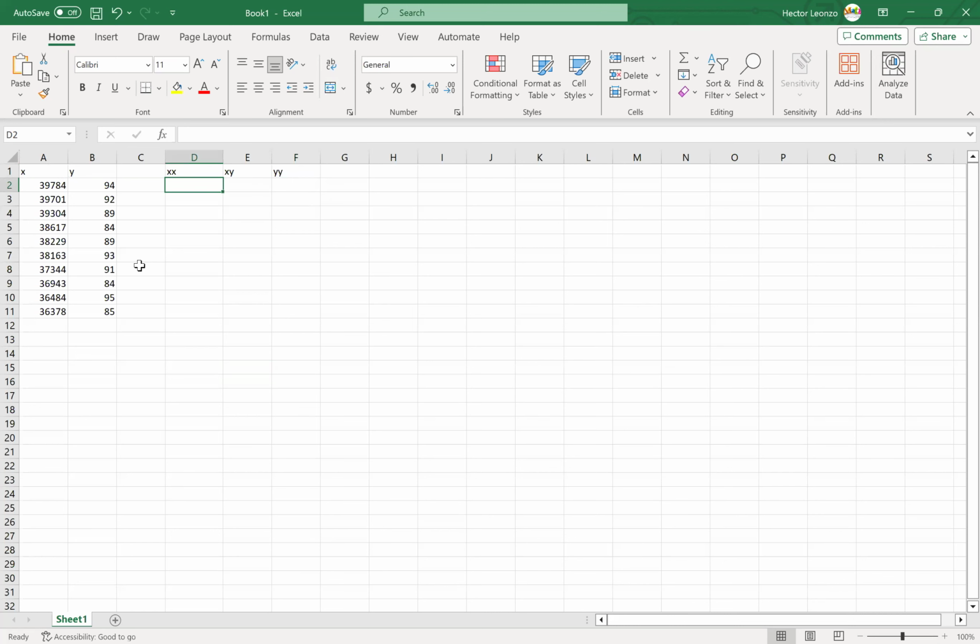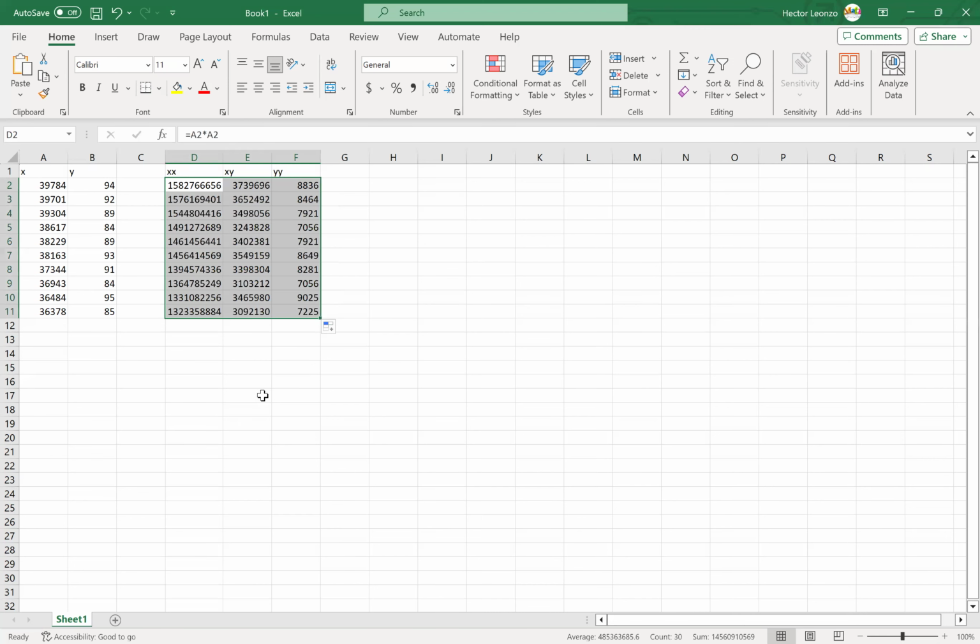So for my X times X, let me go equals X times, and then I click on the X again. It gives me a big number, right? X values are big, so it's fine. For my X times Y, I go equals the value of X times the value of Y. For my Y, I need equals Y times Y. Then I highlight these with a left click. There's a little point here at the bottom. I click it, hold it, and drag it down, and it completes my list.